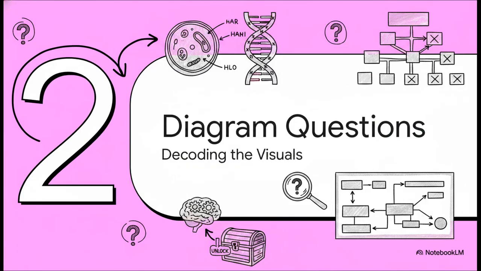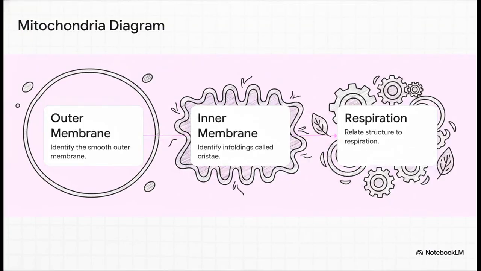Moving right along to Section 2, Decoding Diagram-Based Questions. We all know the absolute pain of staring at a complex diagram, desperately trying to memorize every single arrow and label, right? But let's look at the anatomy of how an examiner actually takes that visual and turns it into a multiple-choice trap. Let's break down a classic mitochondria question from the 2011 paper.